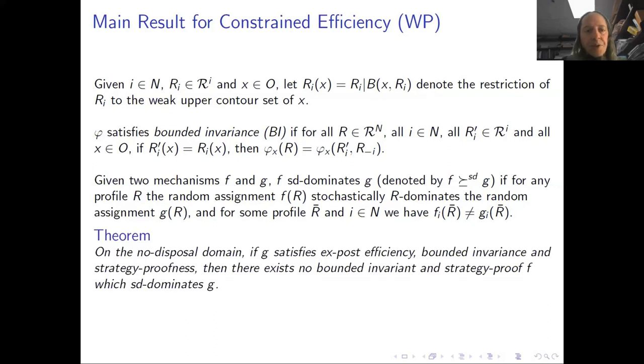And our main point is that, on the no-disposal domain, so everybody ranks being unmatched at the bottom, if a mechanism satisfies ex post efficiency, bounded invariance, and strategyproofness, then there exists no bounded invariance and strategyproof mechanism which SD dominates it.